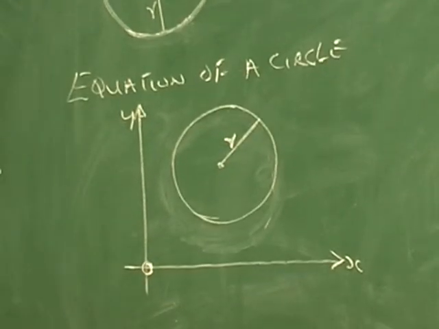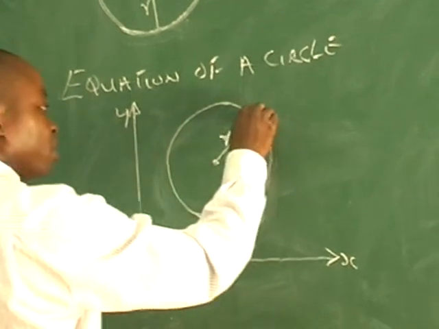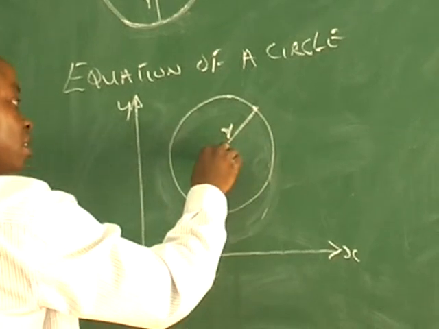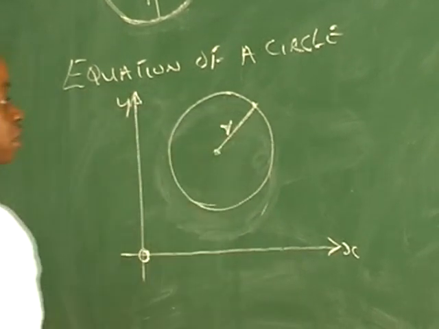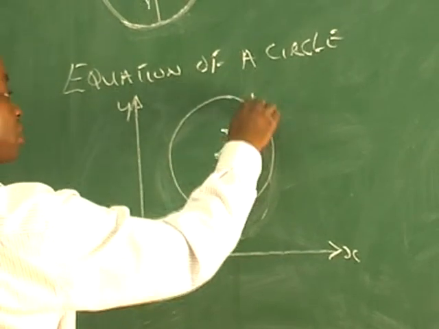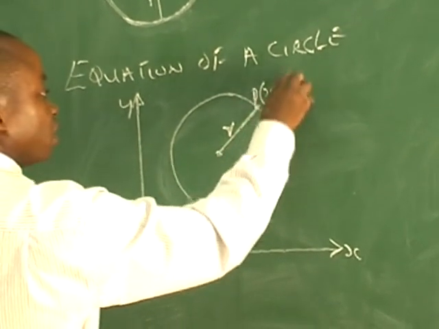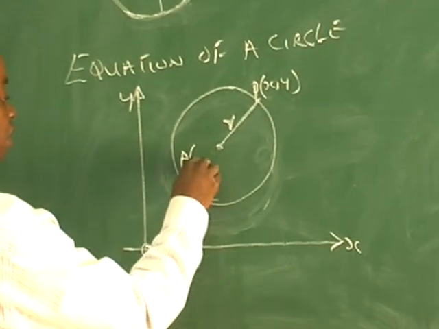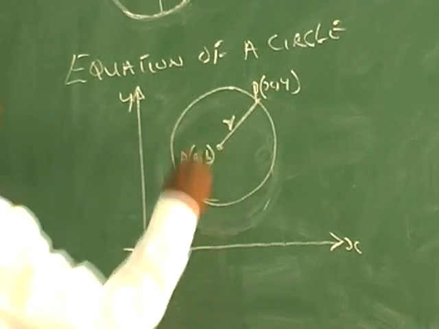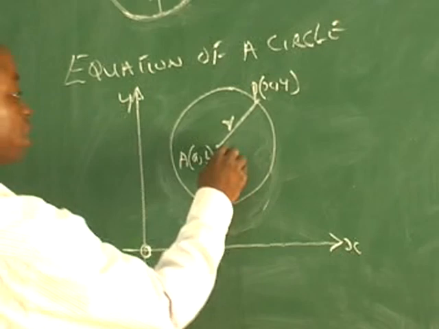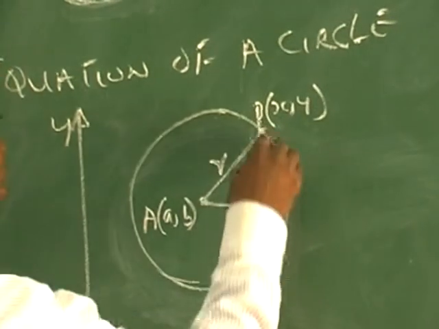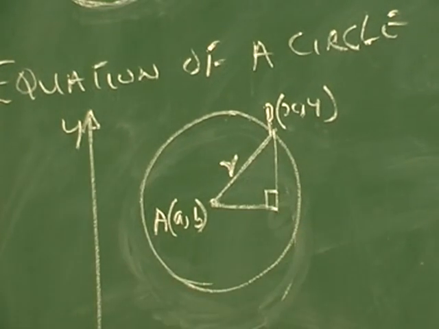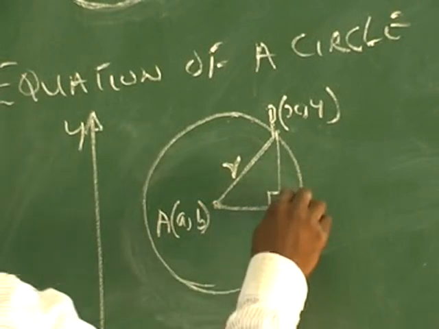And so there is a point here in which we describe that from this point to this point is called the radius. Now let this variable point be P with coordinates x, y, and let the center here be A with coordinates a, b. So it means if I join these points with this one, I have a right angle triangle. So I will call this particular point B.